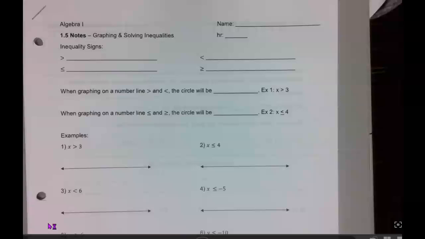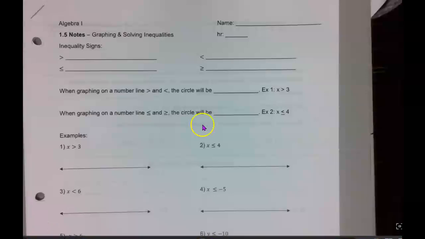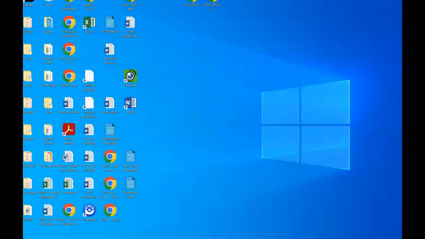Okay. So, inequality signs. This means greater than. Greater than. Sometimes this thing acts funny, so I'm going to have to close this window out and do it again. And now it'll work.